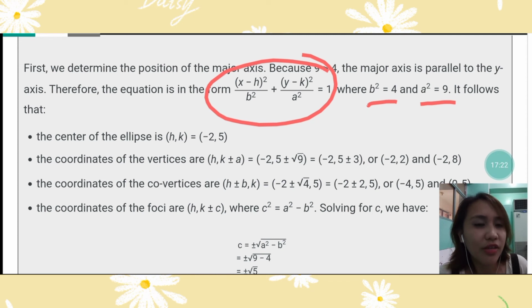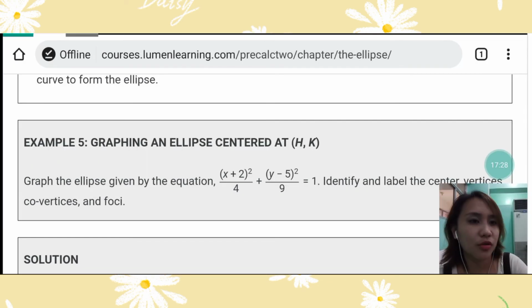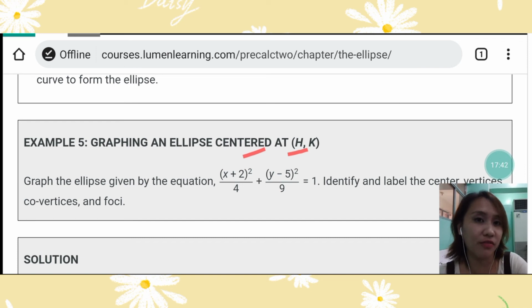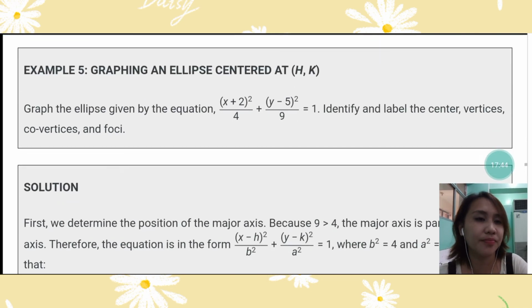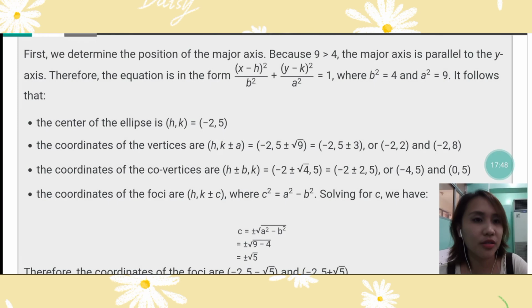So the center of the ellipse is (h, k), that's (negative 2, 5). Going back, this is our h, this is our k, but get the opposite sign. So if that's plus 2, h will be negative 2, and on the equation, if it's negative 5, k will be positive 5. Just get the opposite sign. So that's it, that's the center.